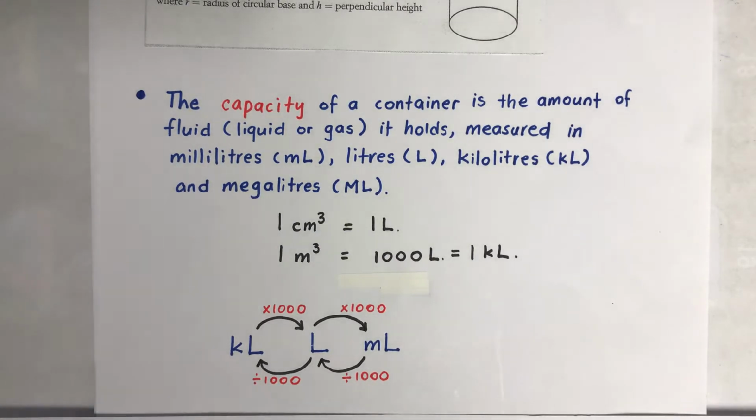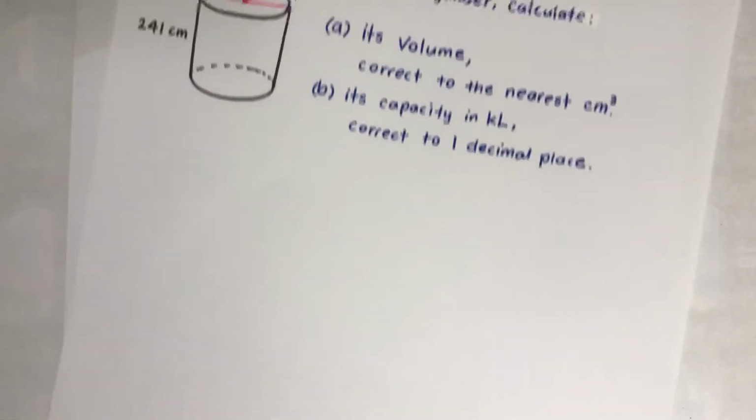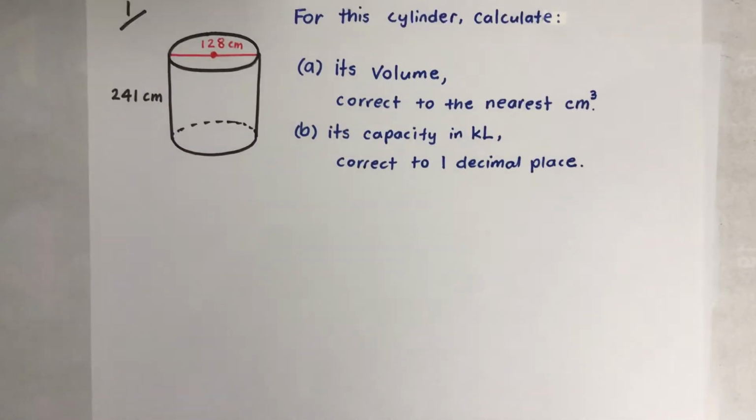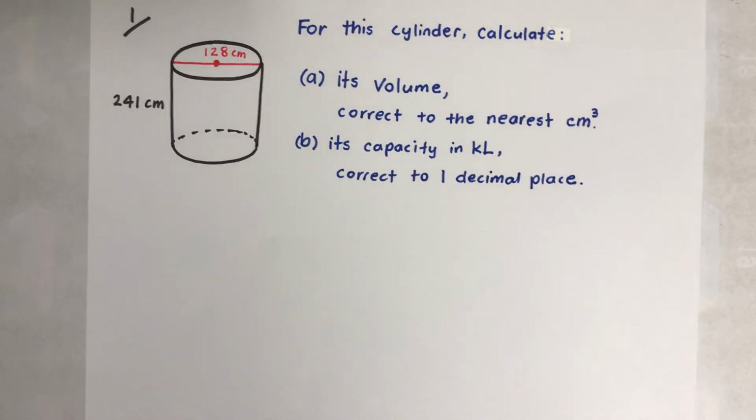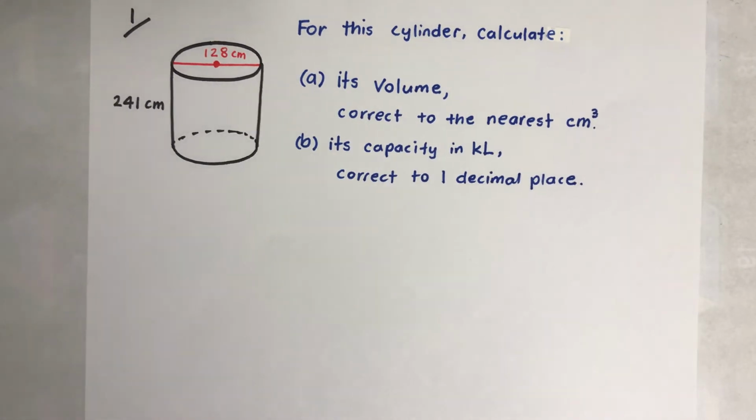Okay, so we've done all the prep. Now we're going to do the question. So here is the first question, guys. For this cylinder, calculate A, its volume, correct to the nearest cubic centimeter, and B, its capacity in kiloliter, correct to 1 decimal place. Okay, so let's have a look at this.